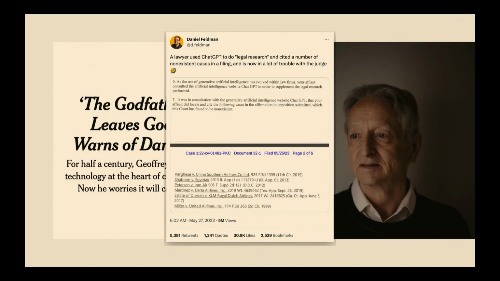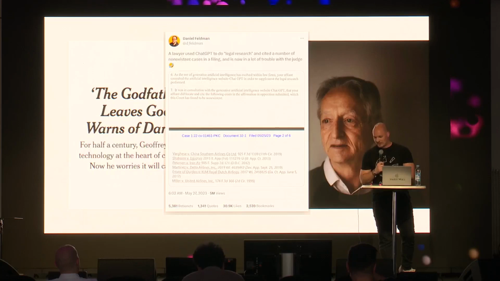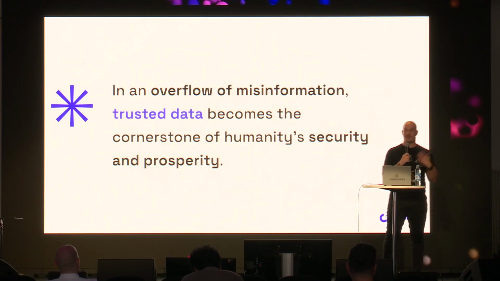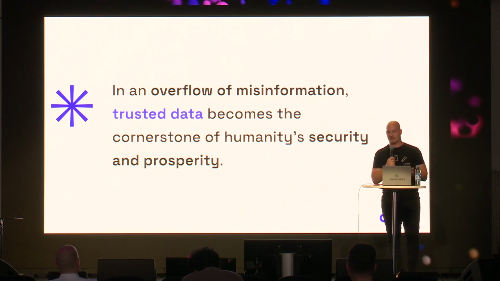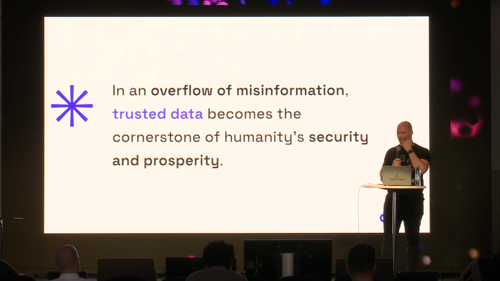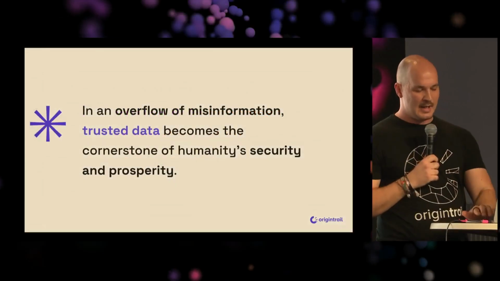So that's a really big problem. The misinformation is all over, and if we get AI to boost it, then we're going to be in a really bad place. So essentially, in an overflow of misinformation, trusted data is what really brings us security and prosperity. I really like Gavin's talk at the beginning of the day, which really highlighted this specific problem.